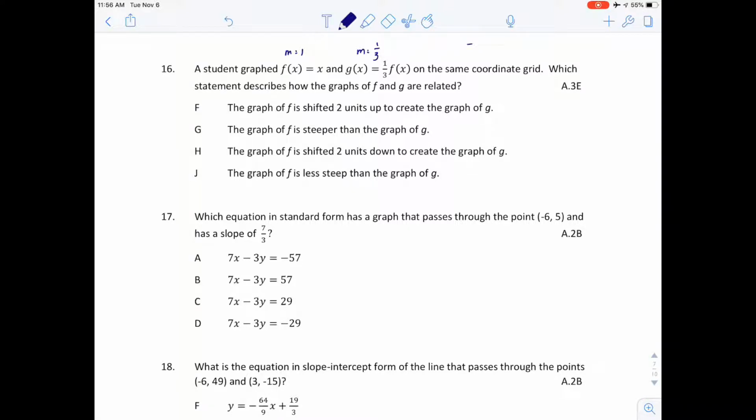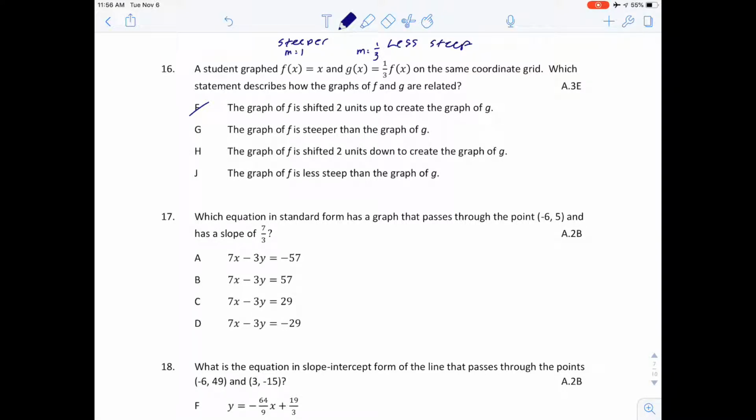So let's talk about steepness first, because we're dealing with slopes first. Which one has a bigger slope? F has a bigger slope, which means this one is going to be steeper, and this one is going to be less steep. Okay, so let's just take that first. So F says the graph of F is shifted 2 units up. No, there's not even a 2 anywhere. G says F is steeper than G. Is that true? Is F steeper than G?